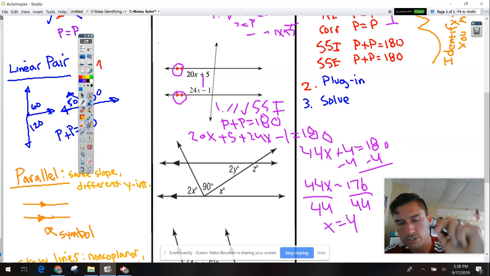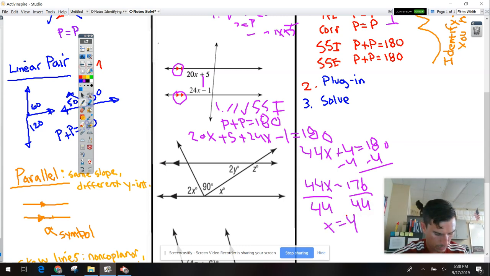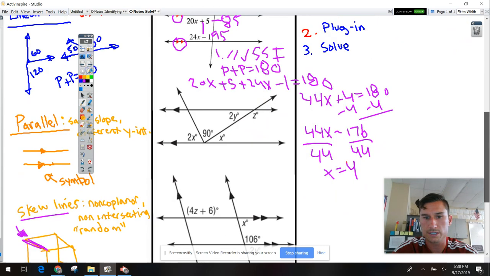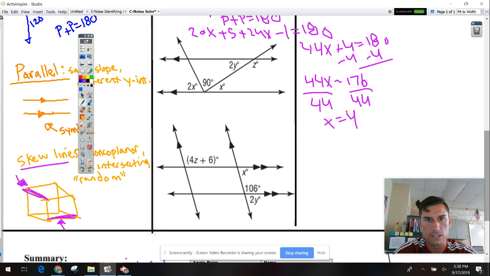X equals 4. So if we plug it in, we have 20 times 4 plus 5. So we have this is 85. And then 24 times 4 minus 1 is 95. And we see 95 plus 85 gives us back to 180. All right, I've got that one done. So we'll skip that one and come back to it.